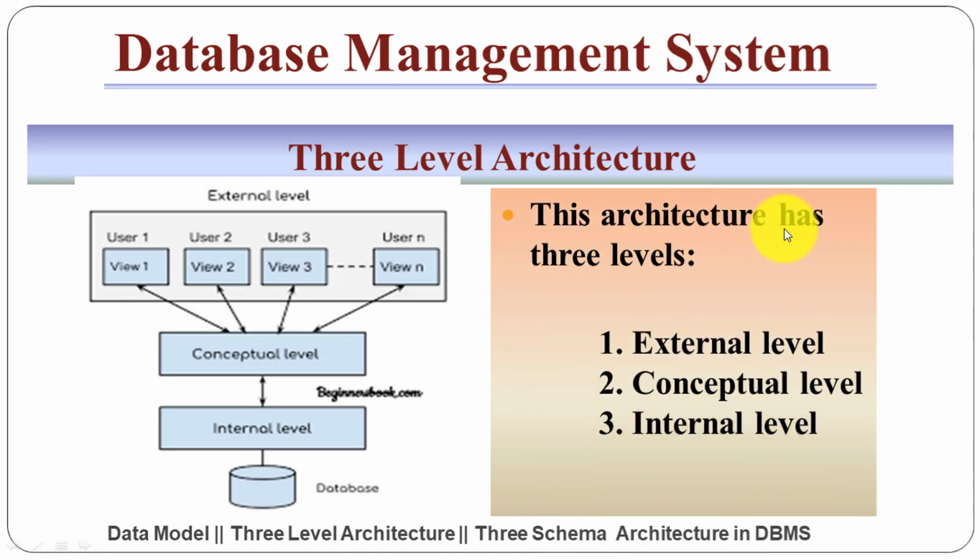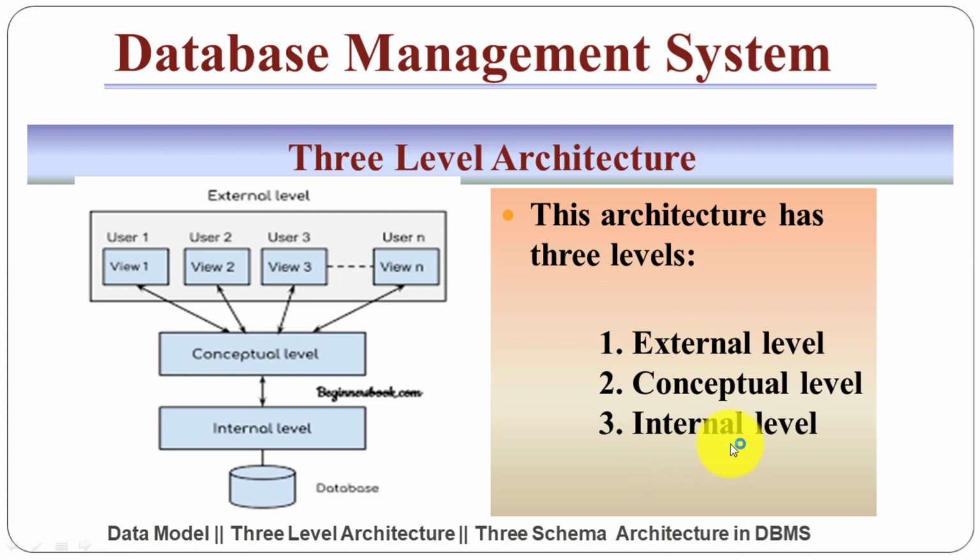Now this architecture has three levels. The first is the external level, which is also called the view level. The second level is the conceptual level, which is also known as the logical level. And the third is the internal level. This is the lowest level, also called the physical layer or physical level. Now let's understand one by one what is meant by the external level, conceptual level and internal level.